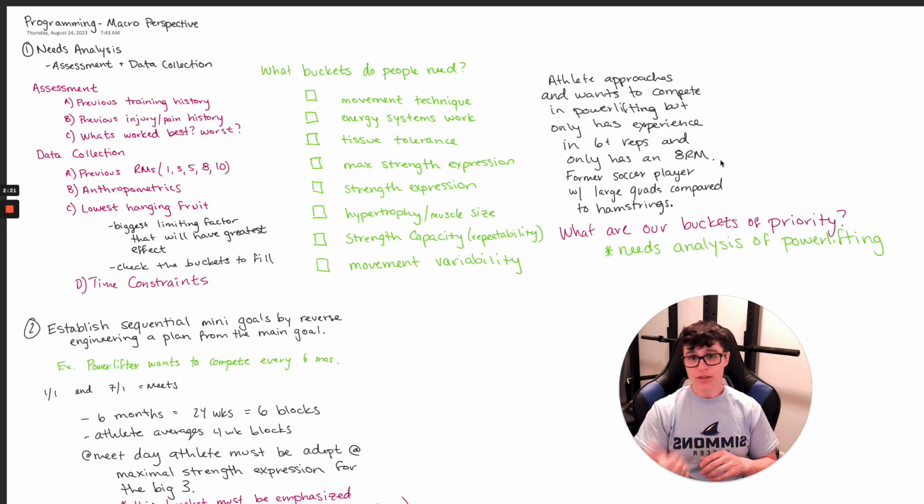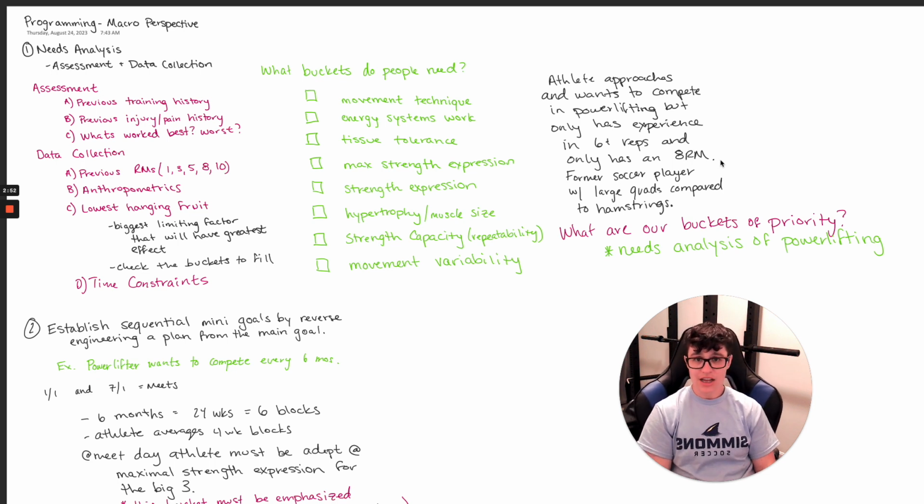So you're going to learn about their previous training history. You're going to learn about their previous injury or pain history. You're going to learn about what's worked best for them and what hasn't worked for them at all. That way you know there are these tools that I can use and there are these tools that I might absolutely not be able to use, or may have to modify in order to get this person to utilize them in the best way possible, or the way that benefits them the most.